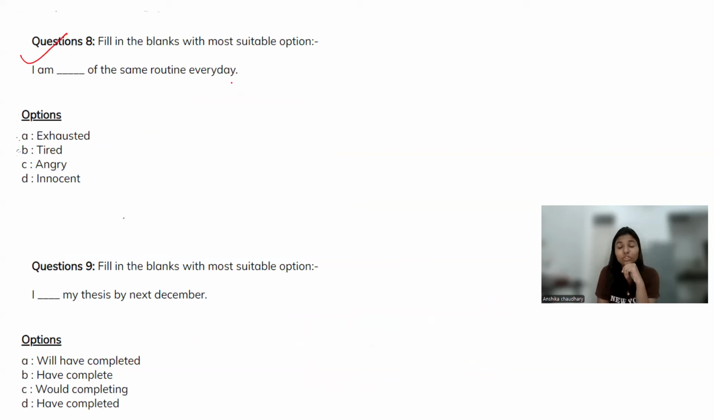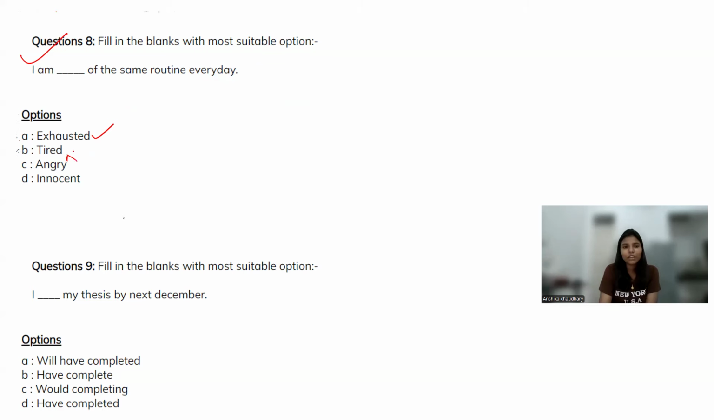This is question number 8, fill in the blanks with the suitable option. I am ___ of the same routine every day. So I am exhausted of the same routine every day, or tired of. Exhausted or tired, both are correct, but the most appropriate will be exhausted. Why? Because this is something which is happening again and again, and that means it is exhausting, right?